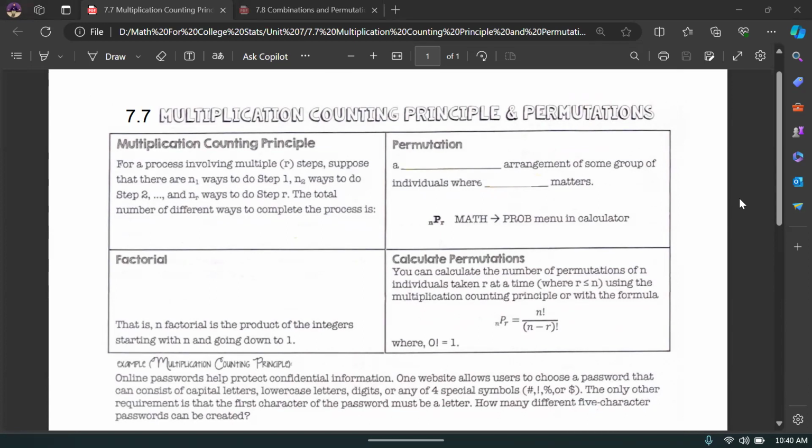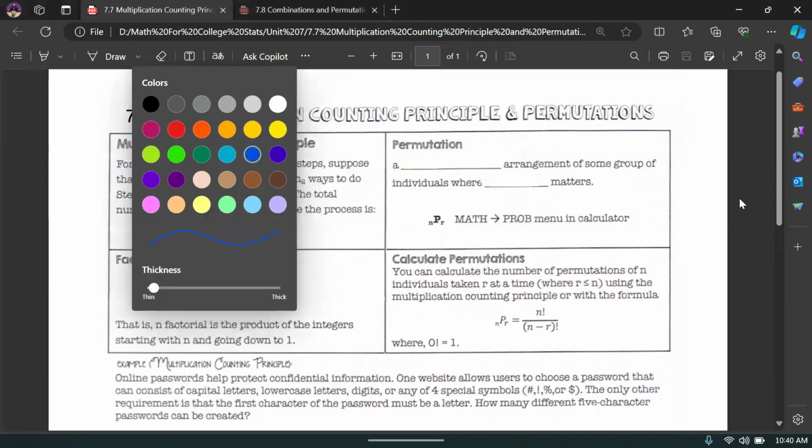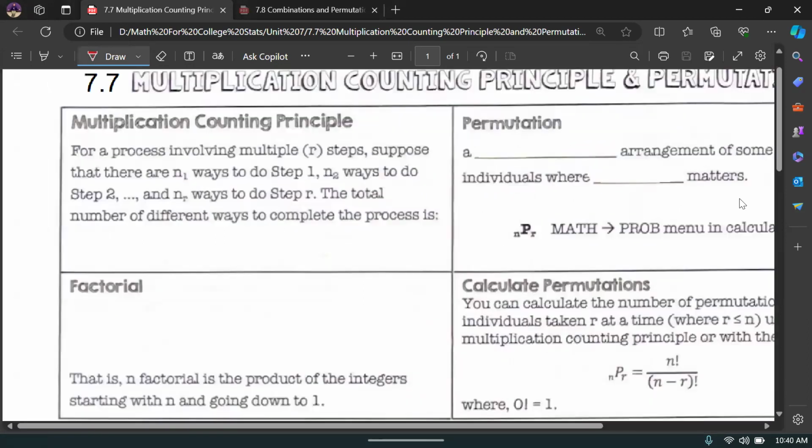7.7, multiplication, counting, principal, and permutations. Ooh, fancy. I know how boring that must sound. No, it's great. It's gonna be fun times. All right, here we go. 7.7. So, the multiplication counting principle.